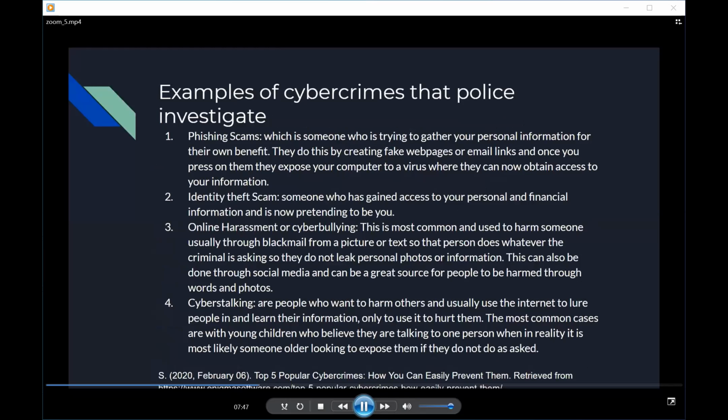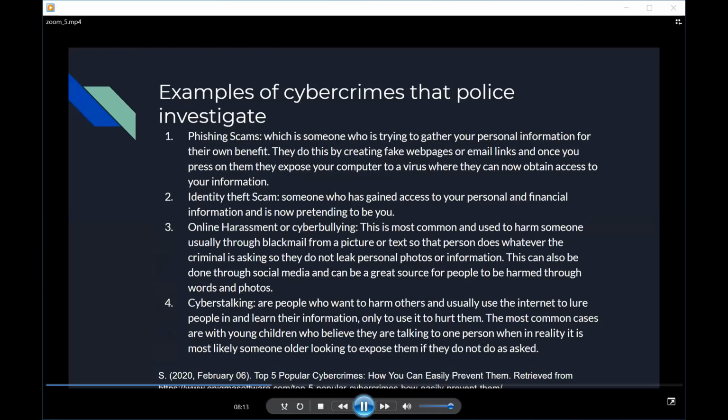Examples of cyber crimes that police investigate. We have phishing scams, which is someone who is trying to gather your personal information for their benefit. They do this by creating fake web pages or email links, and once you press on them, they expose your computer to a virus where they can now obtain access to your information.